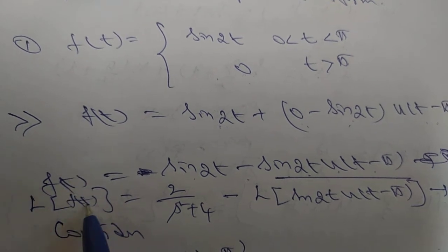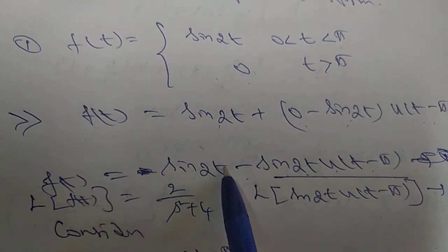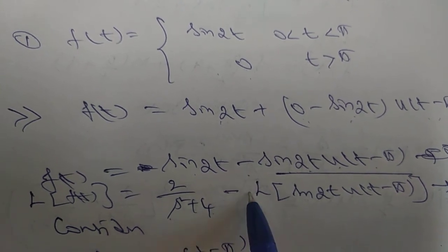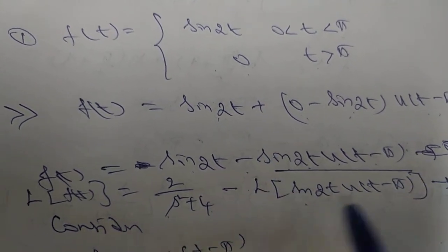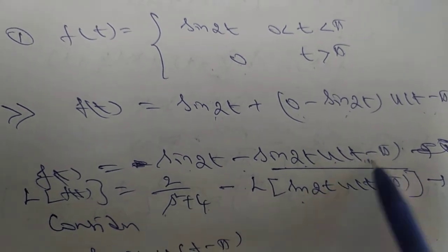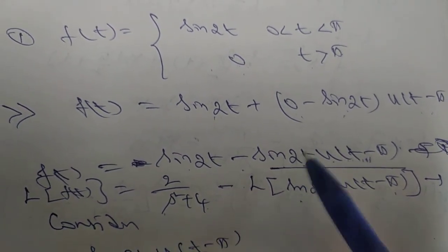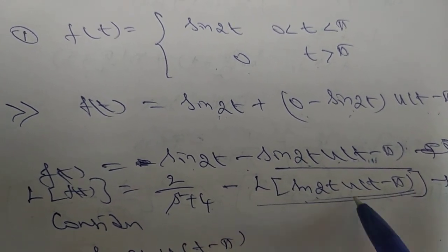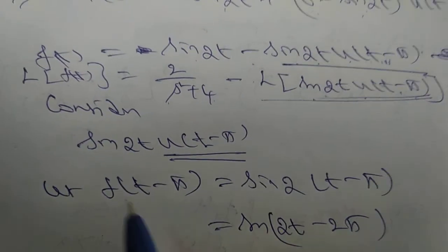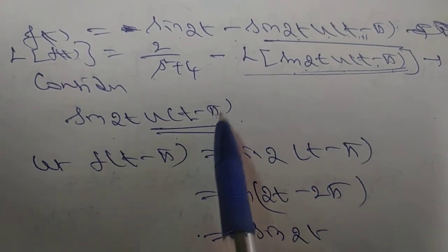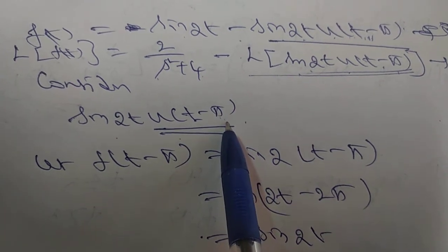So now we have to find the Laplace transform. Laplace transform of f of t is equal to the Laplace transform of sin 2t, which is 2 over s square plus 4, minus the Laplace transform of this one. You have to write it as it is, because here u of t minus a is a unit step function. So now we consider this part: sin 2t into u of t minus pi. So here what is a? a is equal to pi.